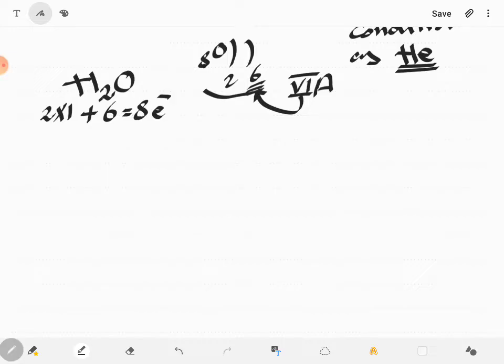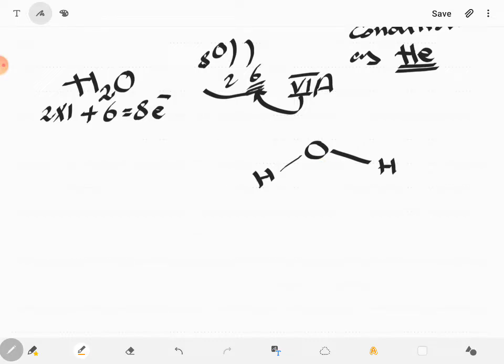Next step, I have to determine which one is the central atom. The central atom, of course, here will be oxygen. It has the least number of atoms in the compound, also the lowest electronegativity, also the highest oxidation number. So there are 3 ways to detect the central atom. Easy. Right now I've determined that oxygen is the central atom.